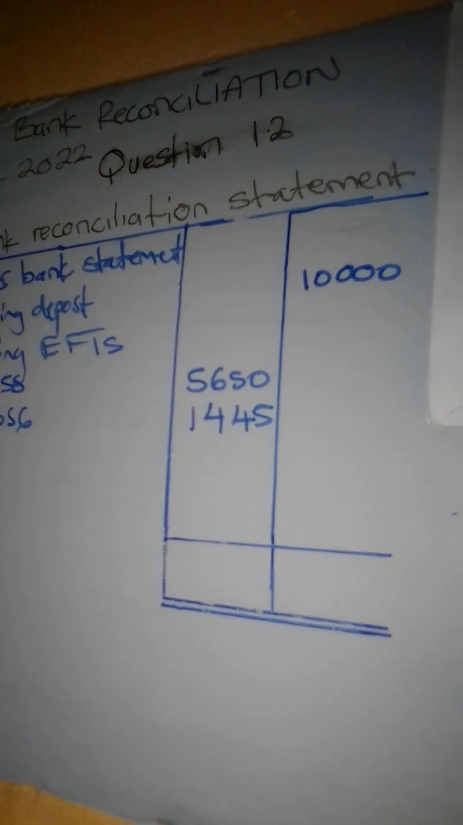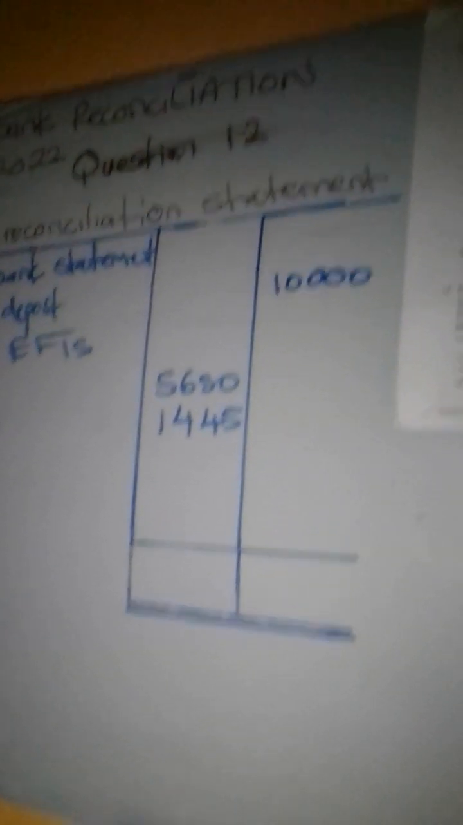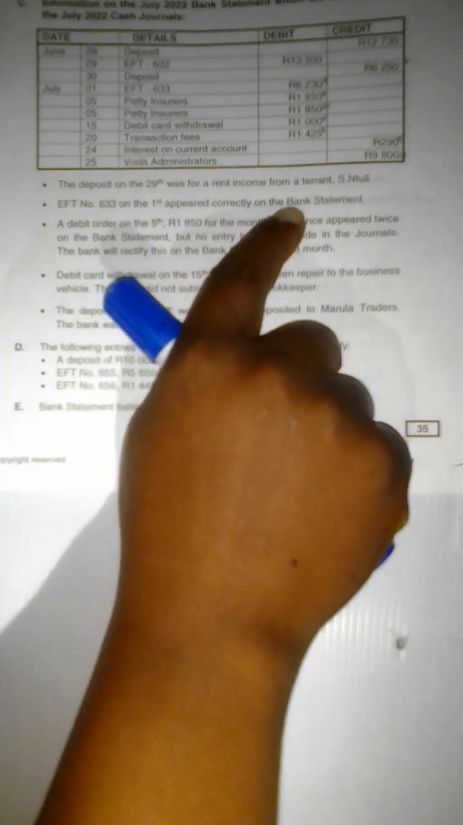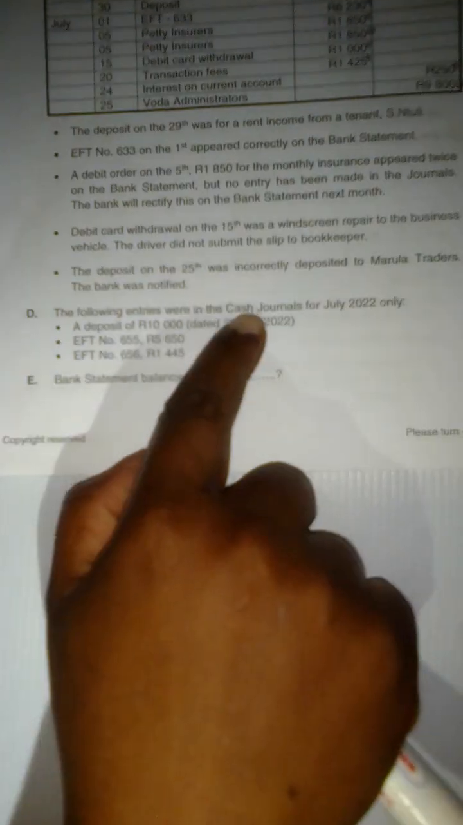We have recorded all our EFTs so far, and remember, we had items that were errors that are supposed to be corrected. The deposit on the 29th was for rent income from a tenant, S. Ntuli. That one we have already looked at; we said it's our outstanding deposit. Let's see, where did we have an error?